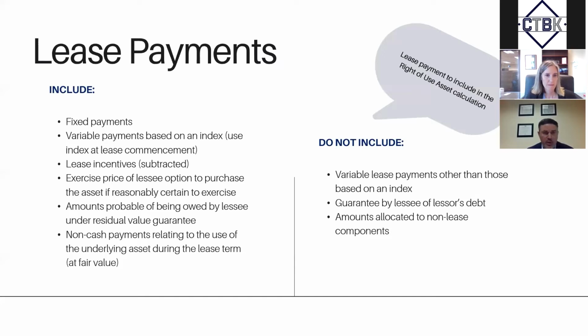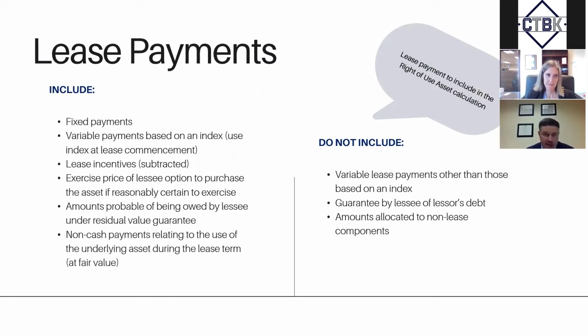And you would also include non-cash payments relating to the use of the asset during the lease term at fair value. An example of this would be a barter transaction. So if an advertising agency leased a company car and they wanted to reduce the payment, maybe they promised the auto dealership to provide a certain amount of advertising services every month. And so the value of the non-cash services would then be included at fair value.